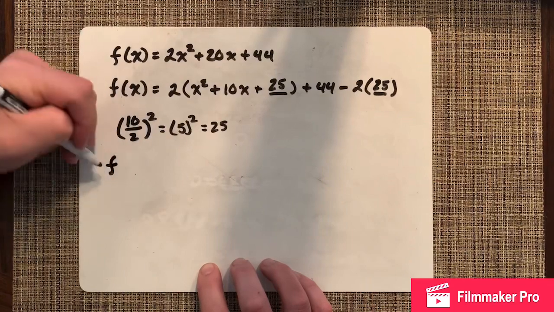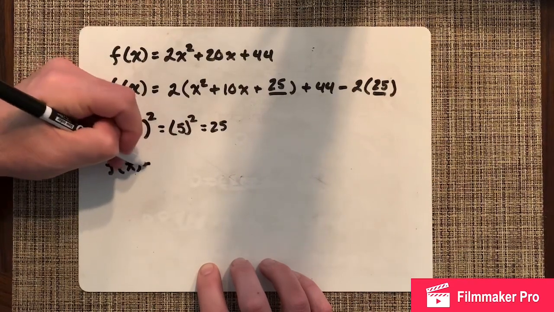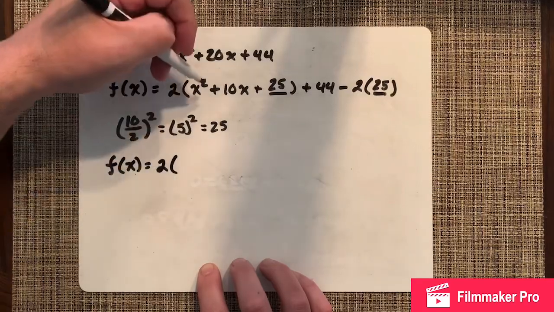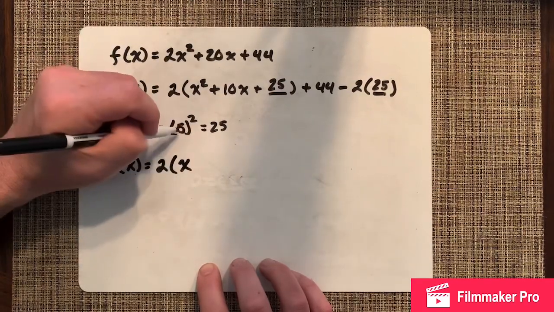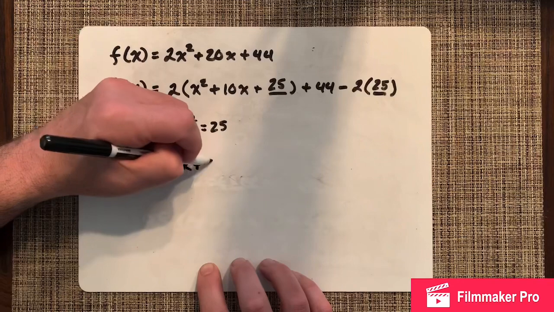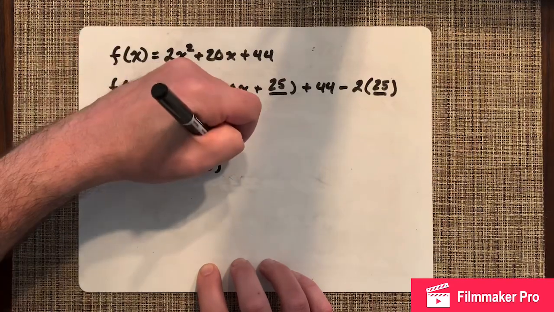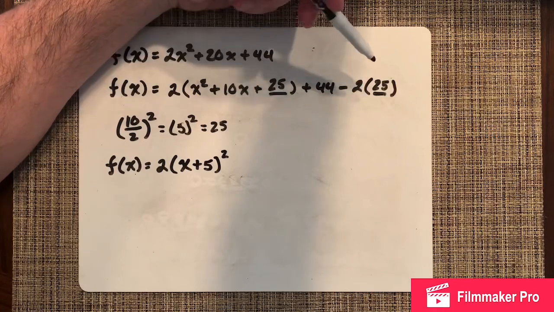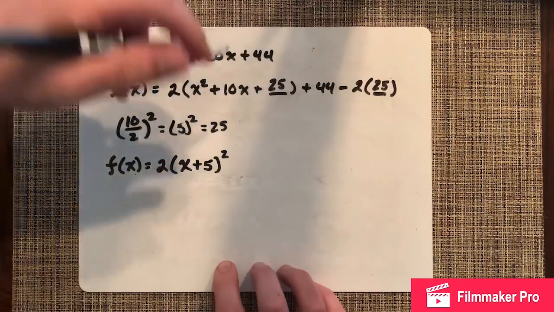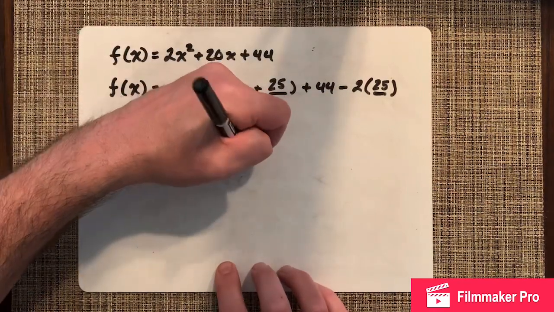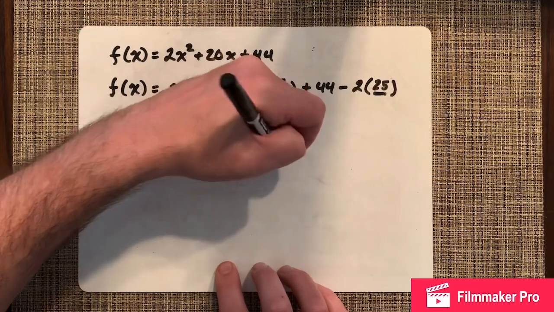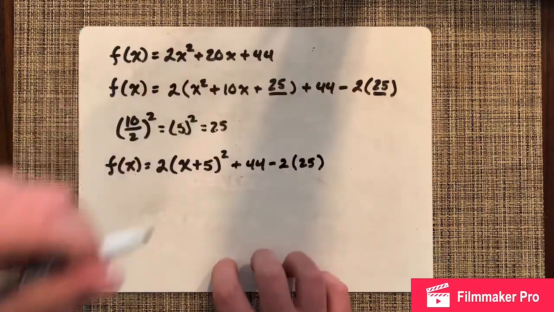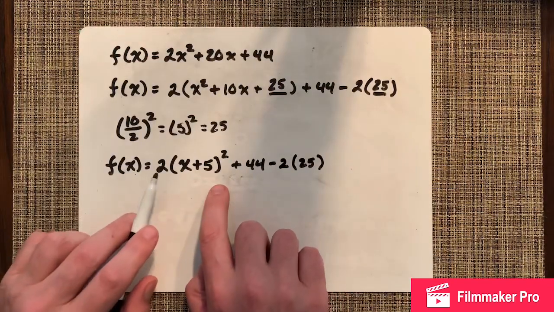So here we go, f of x is equal to 2 on the outside. Perfect square is x plus 5 squared. And let's see, 44 minus 2 times 25. I'll go ahead and write that here just to show this step. Minus 2 times 25. So I've accomplished what I needed here, and I got my 2 back.